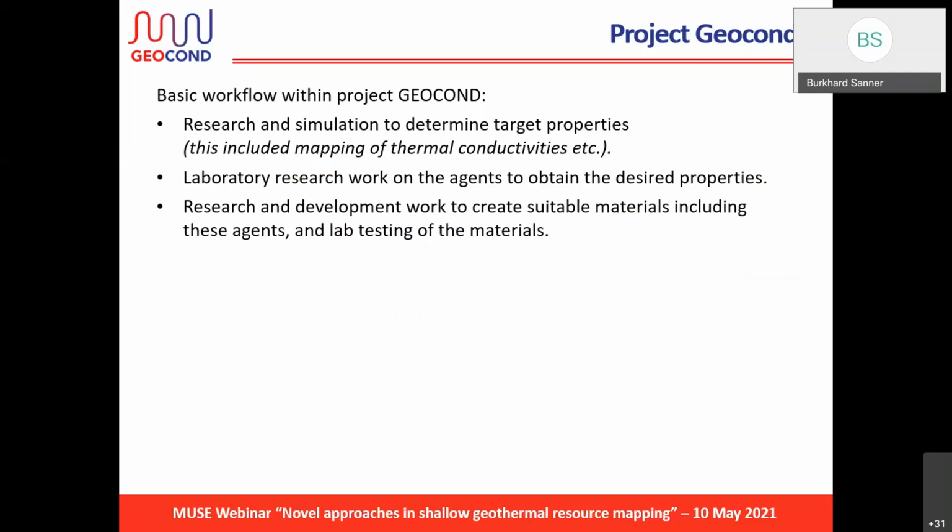The laboratory research started then, working on the agents that are required to obtain the desired properties. Furthermore, research and development followed to create suitable materials, including these agents, and test these materials in the lab.